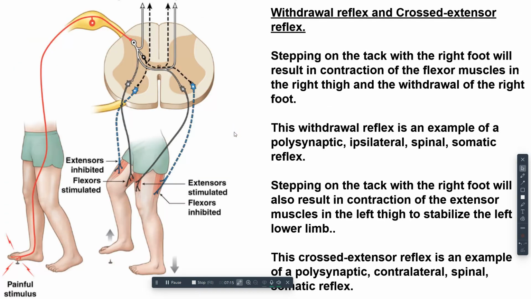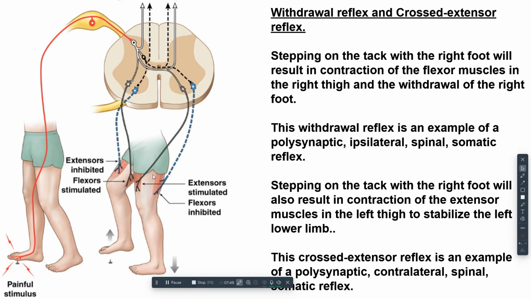Another reflex we got to know about is something called the cross-extensor reflex. Now in this example, we got a dude in some short shorts. I think it's a dude, a person in some short shorts, stepping on a tack with their right foot. Now their right foot that stepped on the tack is going to do a withdrawal reflex, but at the same time you have a reflexive contraction of the extensor muscles on the left lower limb here.